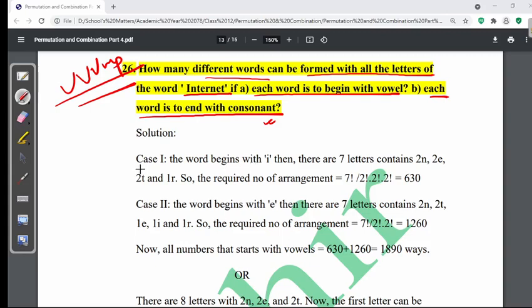First case: each word is to begin with a vowel. Say the word begins with I. Then there are 7 letters containing 2 N, 2 E, 2 T and 1 R, so the required number of arrangements is 630.